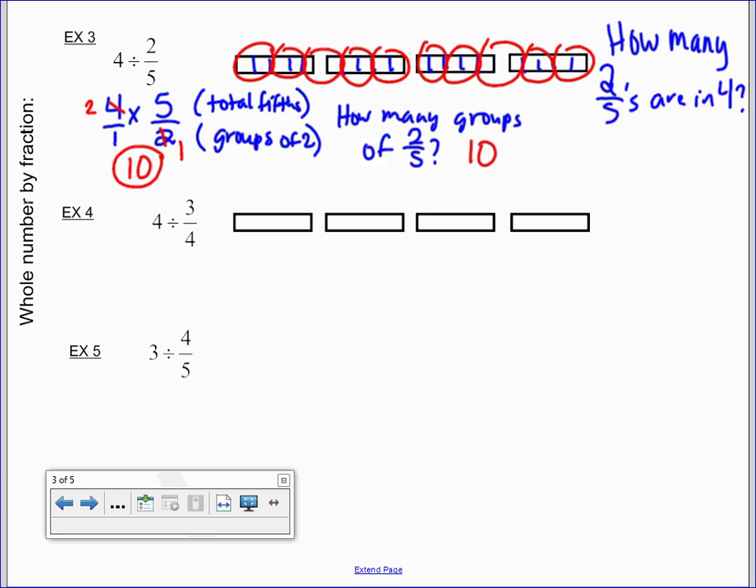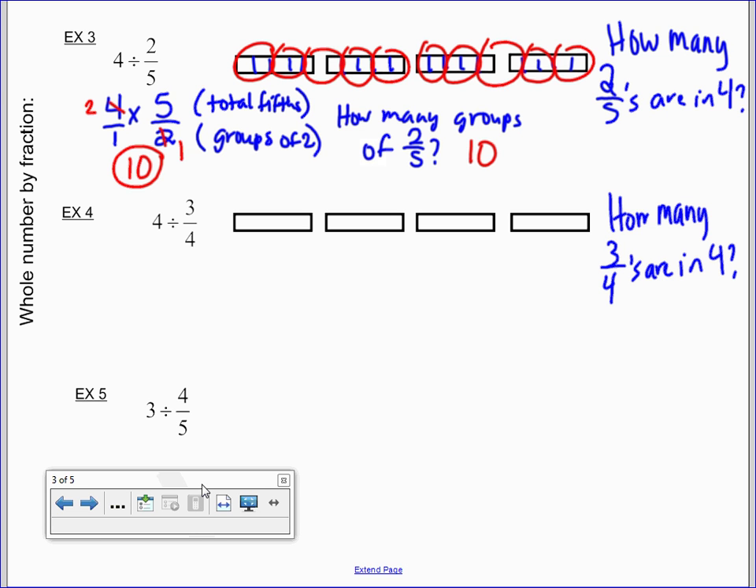Okay, now, let's go on to this next one. Let's try another one here. 4 divided by 3/4. First, I need somebody to finish my how many sentence. How many, Jamie? How many 3/4 are in 4? So you see we start with 4 wholes. I'm going to divide each whole into what, Cormac? Fourths. Divide each whole into fourths.